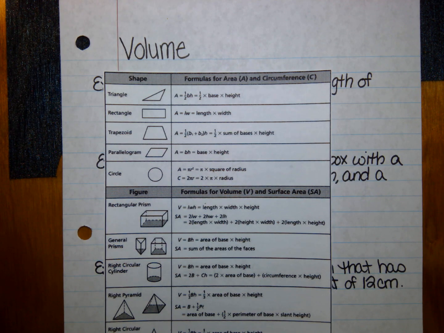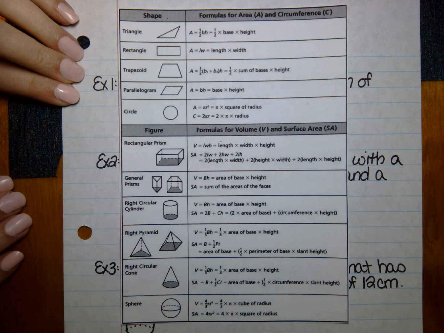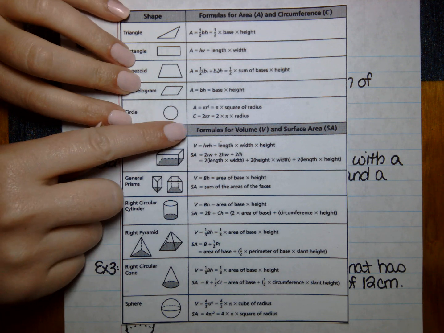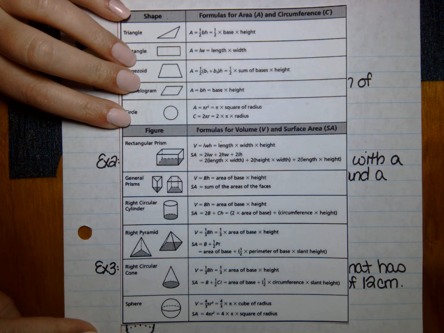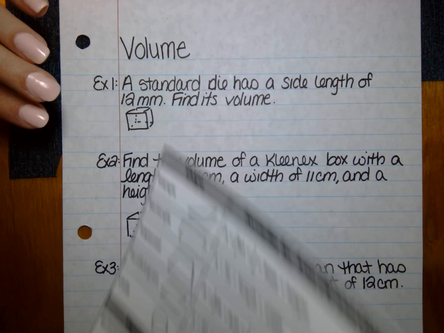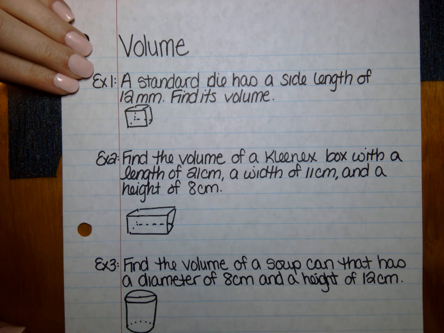Volume. Volume is the amount of space that a substance or an object occupies or that is enclosed within a container. I want you to take a second, pause the video, and copy down the equations for volume, the capital B, for these bottom figures. Now that you have those copied down, let's work through a few examples of solving for volume.